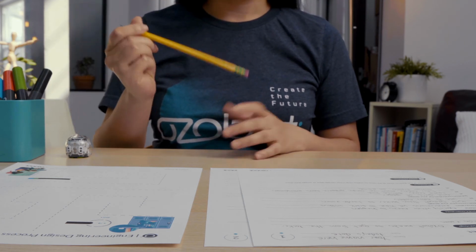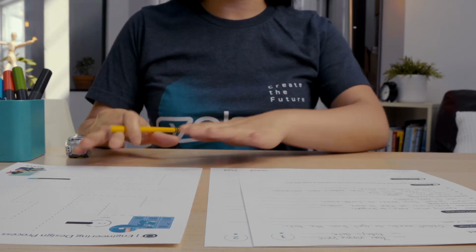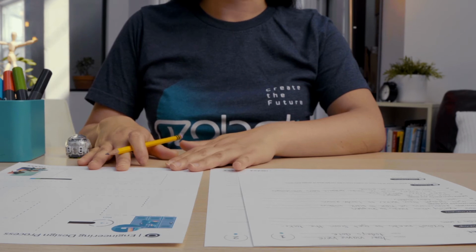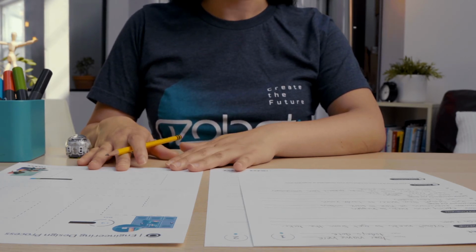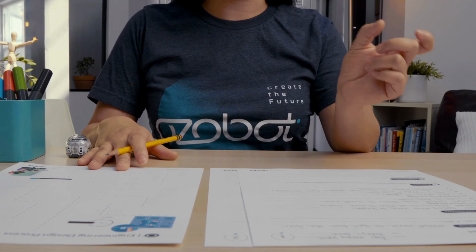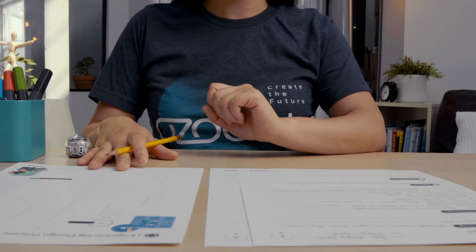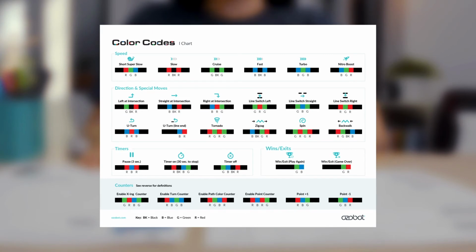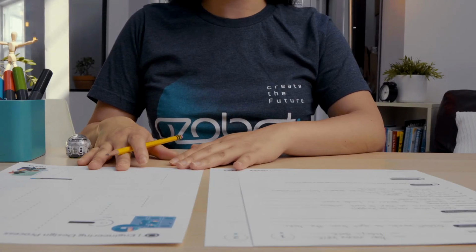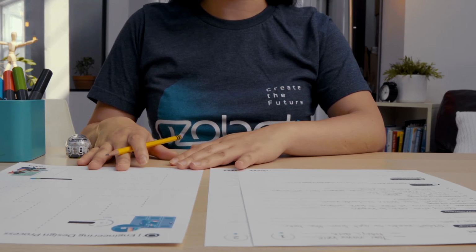Using a pencil, begin drawing your solution on the engineering design process map, being sure to leave spaces for your color codes. Keep in mind the limitations we wrote down earlier and leave at least 1 inch between intersections and color codes. Remember, you can always use your color code chart. Once you are happy with the pencil version, use your color code markers to draw the black lines and color codes.